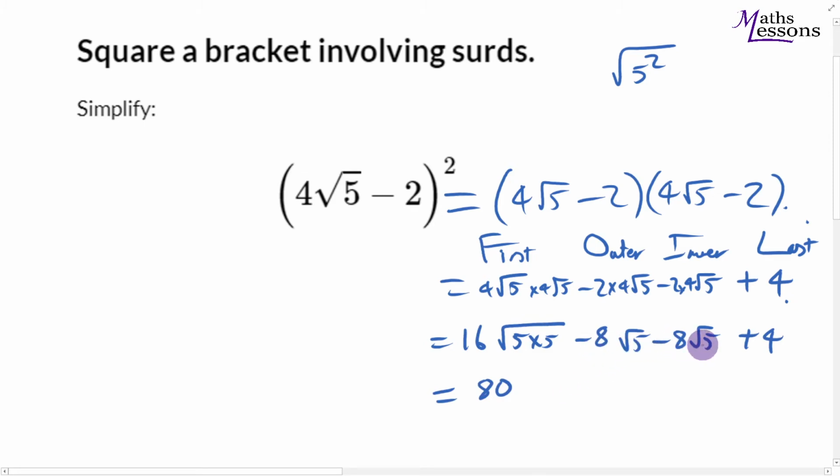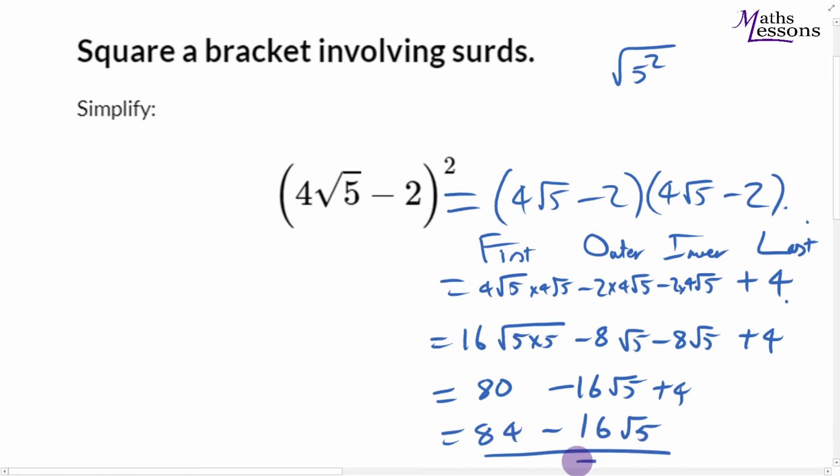Minus 8 root 5 and minus 8 root 5, so that's 8 lots and 8 lots, that's 16 lots of root 5. And then plus a 4. So the answer is 84 minus 16 lots of root 5. We can't simplify this any further because that's got a root 5 in it and this hasn't. And remember I said we treat the square roots of 5, if you can't simplify it, just like an x.